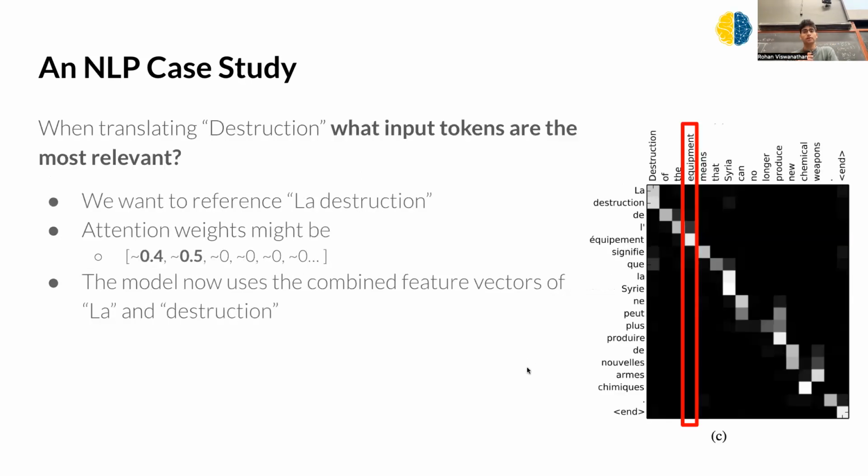When translating destruction to the French representation, what input tokens are the most relevant? We want to reference la destruction, where the attention weights might be, like I said, 0.4, 0.5, and then zeros for the rest. When we're trying to represent a specific input, we can realistically take into account 2 different types of inputs because of this distribution. And so now we can use the combined feature vectors of la and destruction.